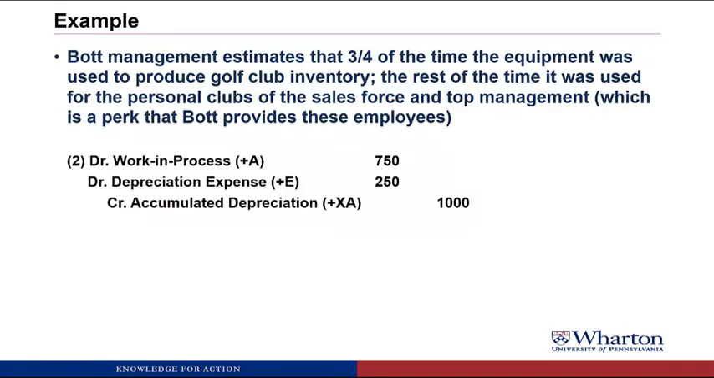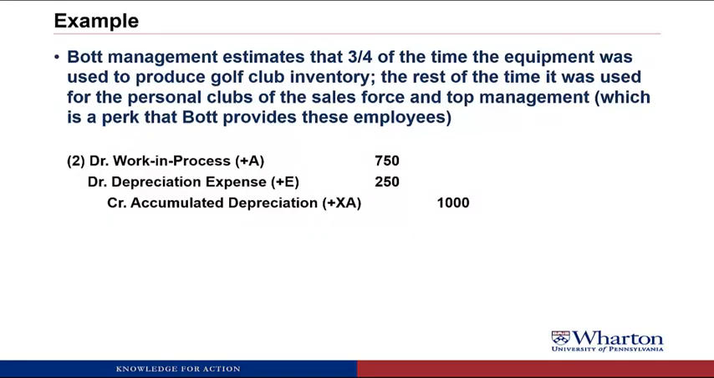Here's the journal entry. Let's start with the credit. So we credit accumulated depreciation for $1,000. That's 1 year of depreciation that we calculated on the prior slide. We're going to debit work in process inventory for $750, which is 3/4 of $1,000. We debit work in process because if you remember when we talked a few weeks ago about inventory, depreciation on equipment that you use to produce inventory is part of manufacturing overhead, and it needs to go into work in process as part of the inventory and eventually cost of goods sold.